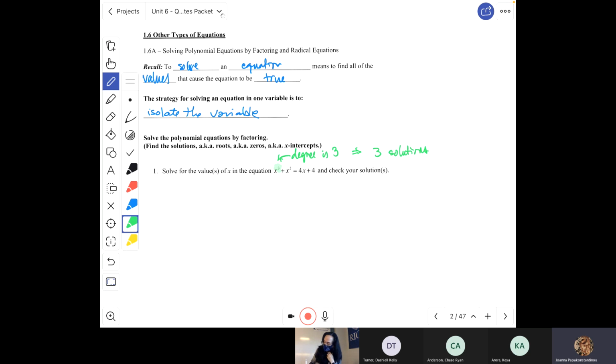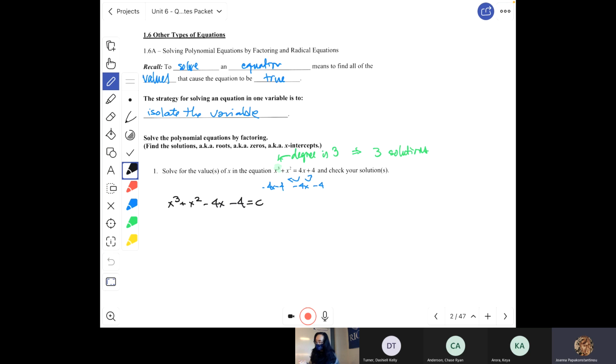So the first thing I would do is rewrite the equation, bringing all my terms to one side of the equation and set it equal to 0. So that means I'm moving the 4x and I'm moving the 4 and I'm doing the opposite operation. So I'm subtracting each of those from both sides. Okay, so then that would give me x cubed plus x squared minus 4x minus 4 equals 0. So all I've done is rewritten the equation and set it equal to 0.